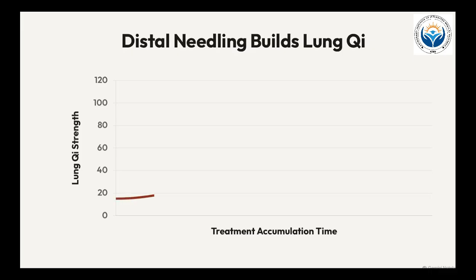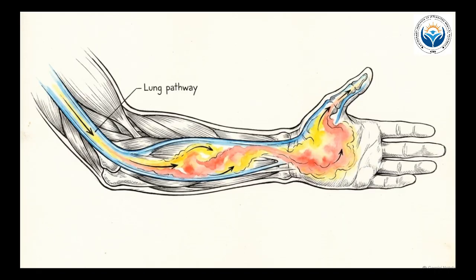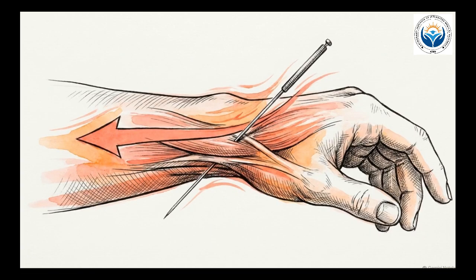Distal needling builds up that weak lung qi over time, giving it the required strength to finally reach the large intestine. You aren't aggressively pushing the qi down, you are nourishing the qi until it has the weight to fall naturally. Proximal needling is completely different.